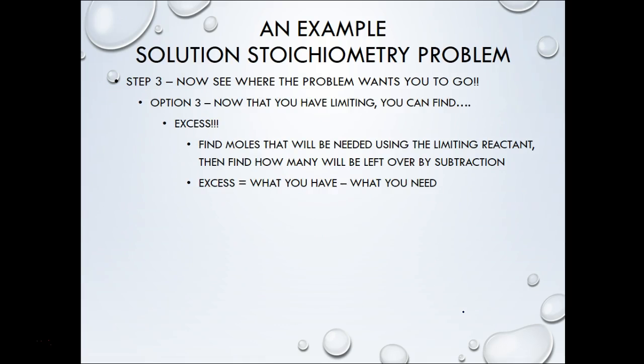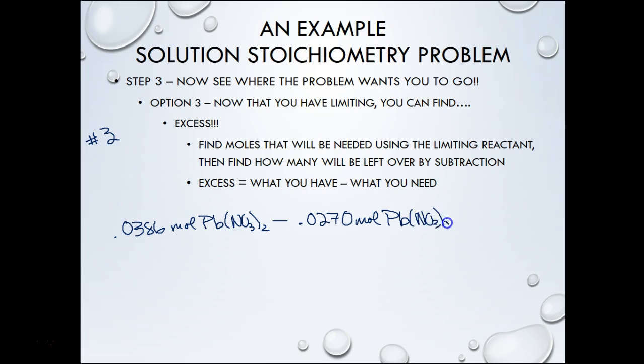So then we go to problem number 3. Problem number 3 says, how many moles of excess substance do we have? Well, we know some things. We know we started out with 0.0386 moles of the PbNO3 2. We know that we use 0.0270 moles of the PbNO3 2. That means, what do we have in excess? We have 0.0116 moles of PbNO3 2.